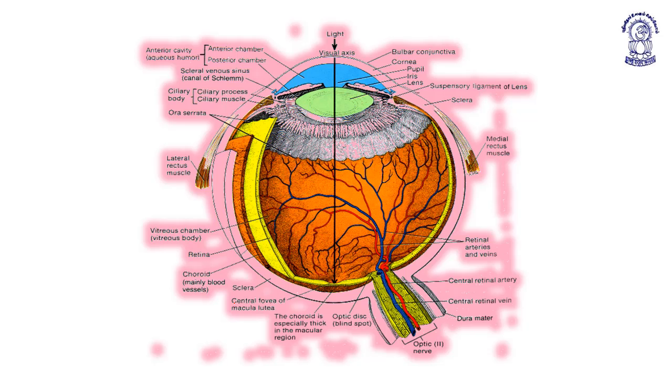Now this is the structure. The outer coat, which is fibrous, is known as what? Sclera. You can see this is the sclera, which is the outer fibrous coat.